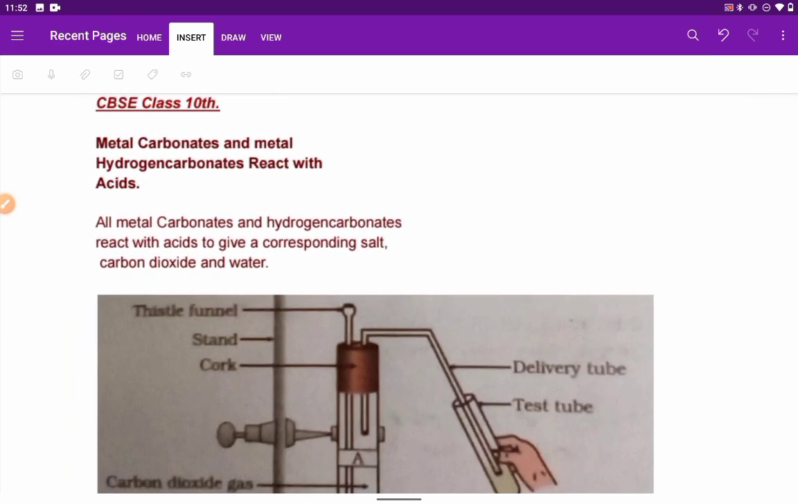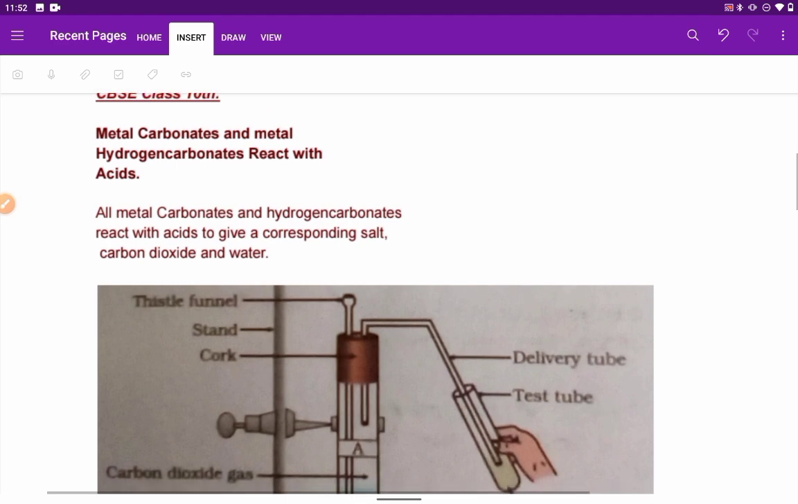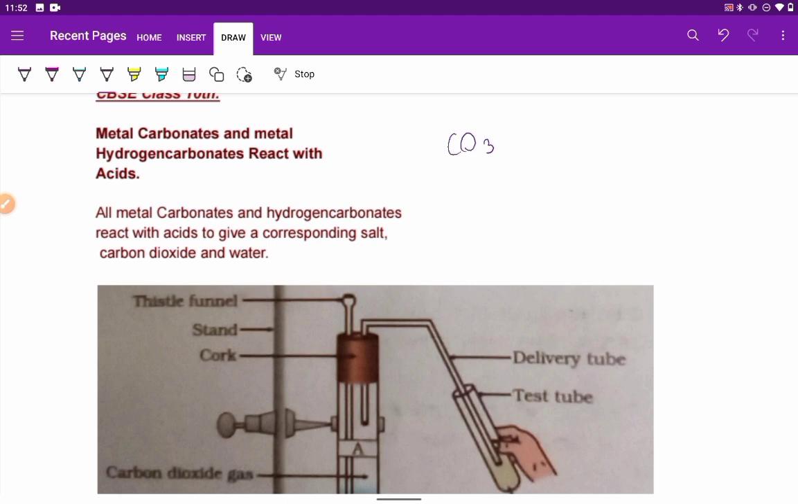Now see, all the carbonates have the ion CO3 2-, carbonate. This is the carbonate ion. For example, sodium carbonate, Na2CO3. So when metal carbonates react with any acid, we will find that there will be liberation of a gas which is carbon dioxide. Same thing happens with hydrogen carbonates.